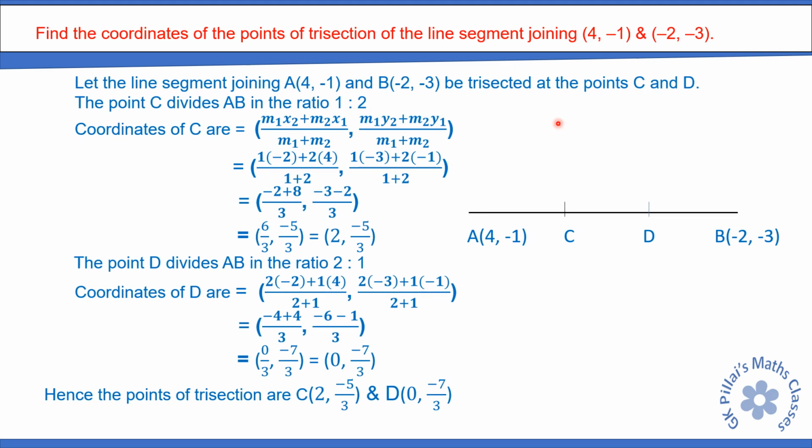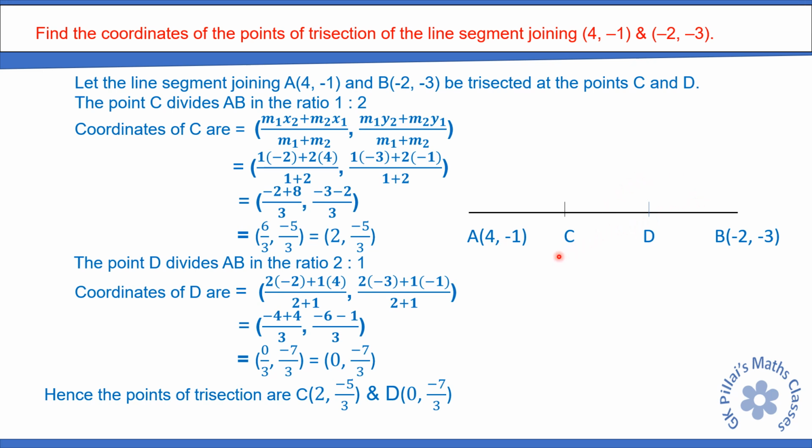In this particular sum, you have to find the coordinates of the points of trisection of the line segment joining this and this. I have drawn a straight line here, a line segment. There are two coordinates A and B at the two ends. The 2 points C and D trisect the line segment, which means they divide it equally. This portion is equal to this is equal to this.